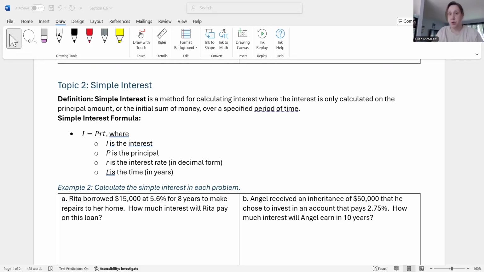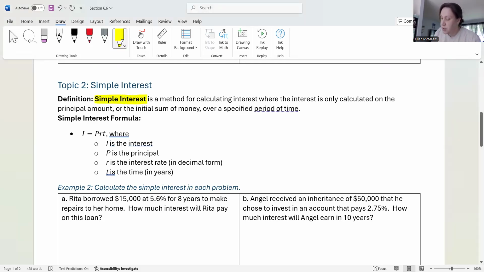For topic two, we're going to look at something called simple interest. In the previous video, we just introduced ourselves to the idea of what interest is and what the different important parts of an interest problem are. So we understand that there's interest, principal, future value, an interest rate, and time. We looked at labeling those parts. Here, we're going to look at actually calculating something called simple interest.